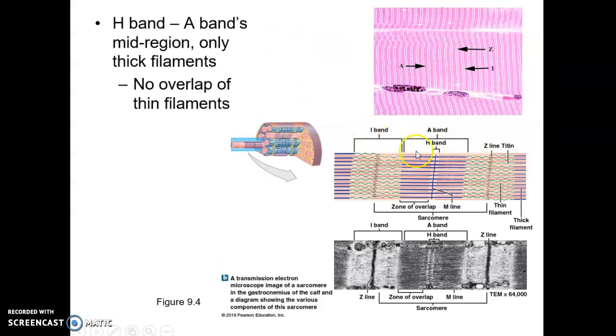So the H band, notice right in the very center of the A band, it's the H band's mid-region, and it only contains thick filaments. There's no overlap of thin filaments. And the width of the H band will change in size, again, depending on the amount of contraction, similar to the I band. And we'll get there. The M band, the M line, notice right down the middle of the H band, there are proteins here that bind and tether the thick filaments together, and that's just referred to as the M line. Think of it as the middle of the sarcomere, maybe.